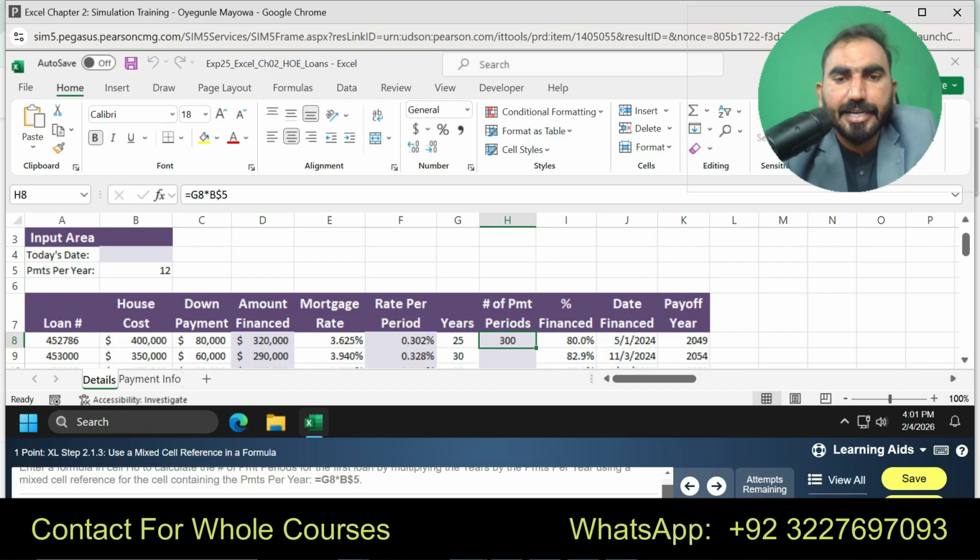Copy the function by using the fill handle in the remaining cells. I have completed this one.